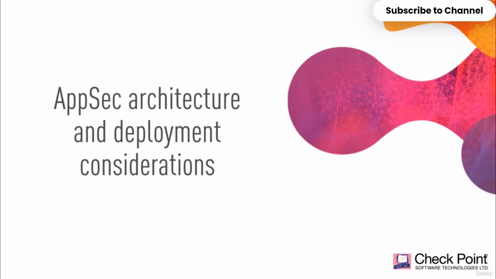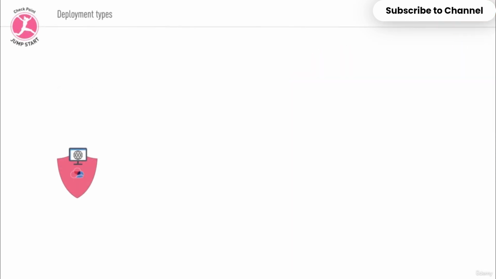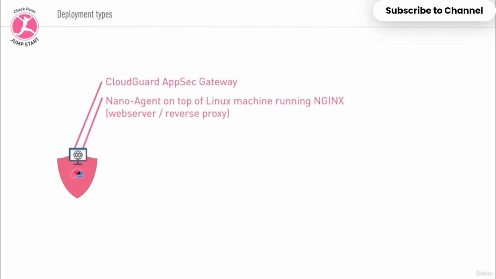Now that we know what CloudGuard AppSec can do, let's focus on its possible architectures and deployment considerations. There are currently 3 available types of deployment, which can accommodate various implementation scenarios. It can be deployed either via the CloudGuard AppSec Gateway as an embedded nano agent on top of any Linux machine running an Nginx web server or an Nginx reverse proxy, or as a nano agent Docker container.